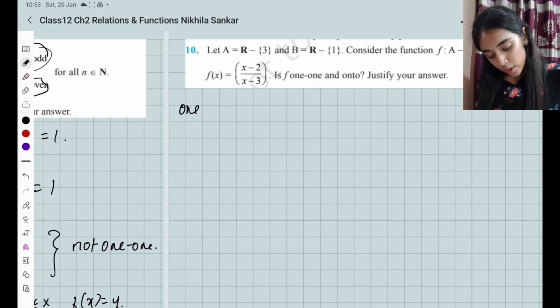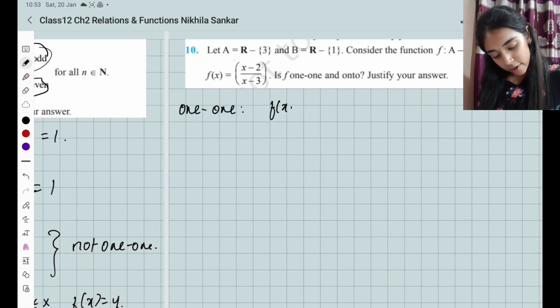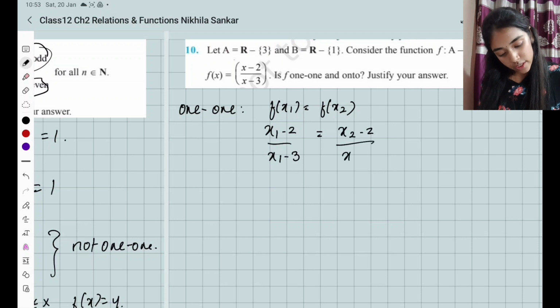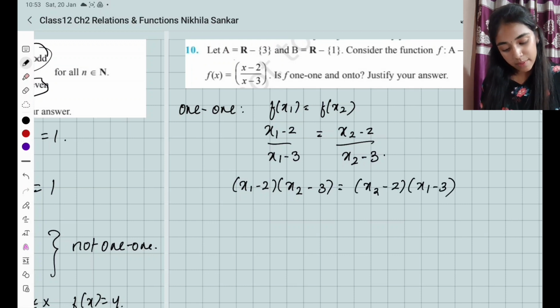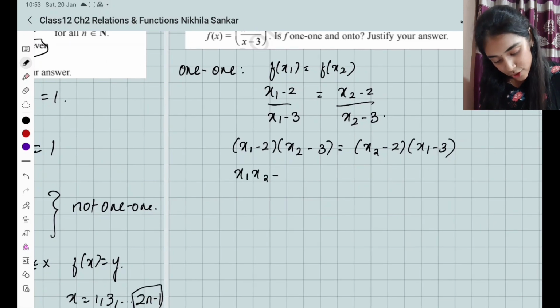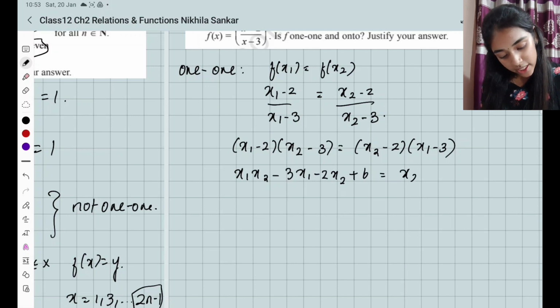Now let's see. For one-one, what do we do? One-one means f of x1 equals f of x2, which means (x1 minus 2) divided by (x1 minus 3) equals (x2 minus 2) divided by (x2 minus 3). Now, when I cross multiply, what happens? I have (x1 minus 2) times (x2 minus 3) equals (x2 minus 2) times (x1 minus 3). Now I am going to multiply it out. I have x1 x2 minus 3 x1 minus 2 x2 plus 6 equals, on this side, x2 x1 minus 3 x2 minus 2 x1 plus 6. Can I cancel something?